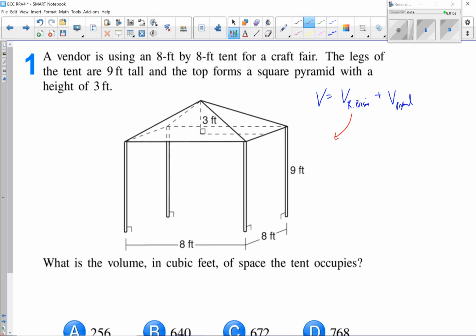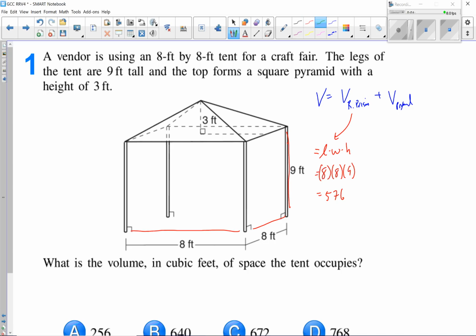So for this first part here, volume of the rectangular prism, which is this piece here, we're going to deal with its length, its width, and its height. The length and the width are the same in this case, because it's a square base, and then the height. So we've got length times width times height. The length is 8, the width is also 8, and the height is 9. When we multiply those all together, that gives us 576. So that would be 576 cubic feet in this case.